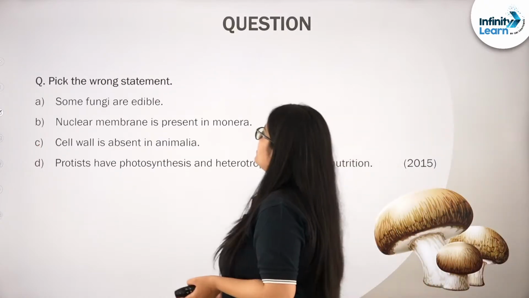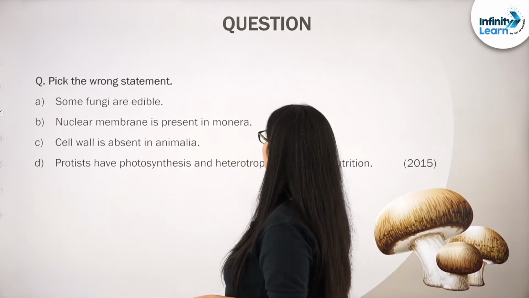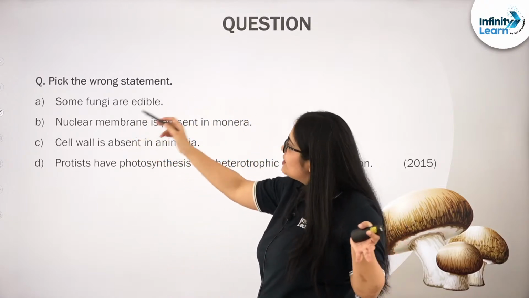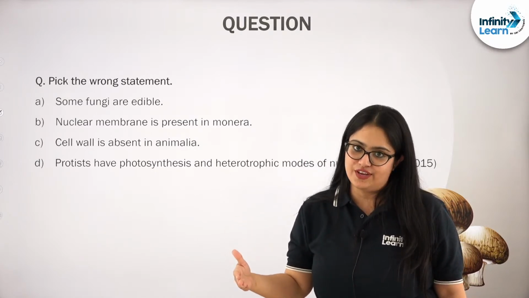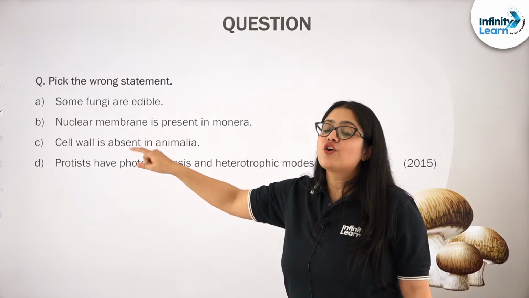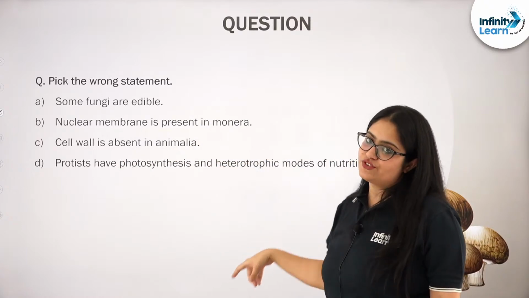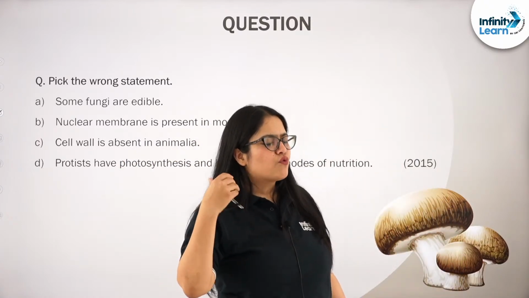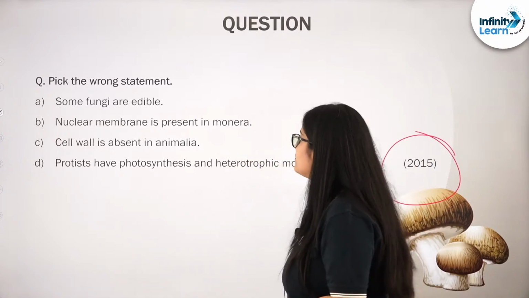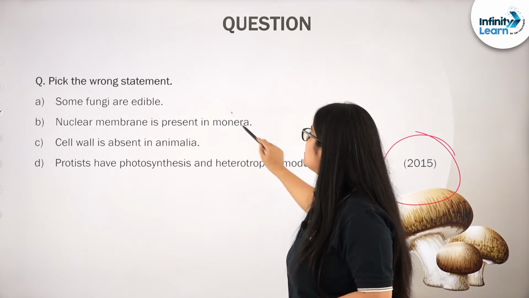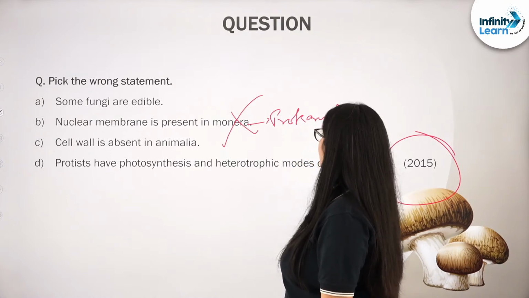Pick the wrong statement. Some fungi are edible. Yes. Nuclear membrane is present in Monera. Do you think a nuclear membrane is present in Monera? See students, again and again NTA is repeating history. Right now they gave the organism name and asked where the nuclear membrane is absent. And now again they have used the question, right? So please remember how and on what fact NTA is repeatedly asking questions. NEET 2015. So nuclear membrane is present in Monera is wrong. Monera contains prokaryotes, and in prokaryotes the nuclear membrane is absent.